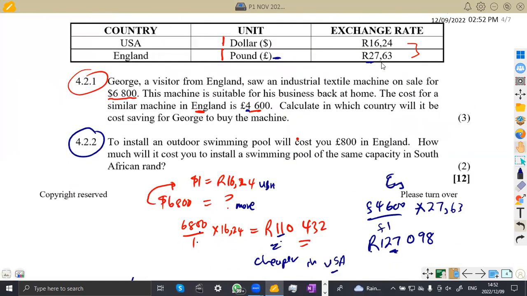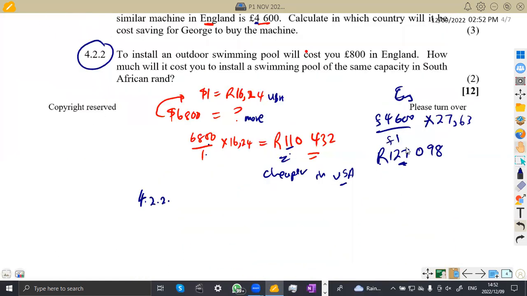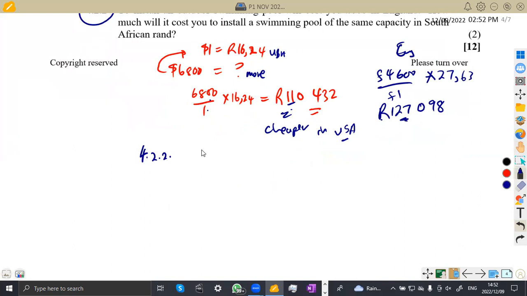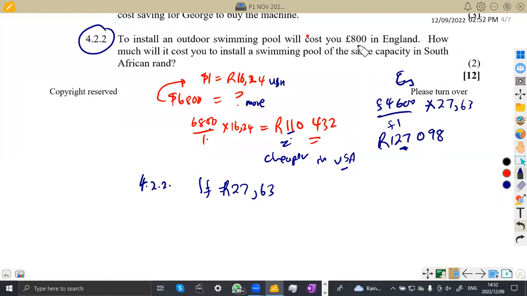Remember, 1 pound is equivalent to 27.63 rand. So that's where we are going to start from. All right, so we have got a swimming pool now, which is at 800 pounds.